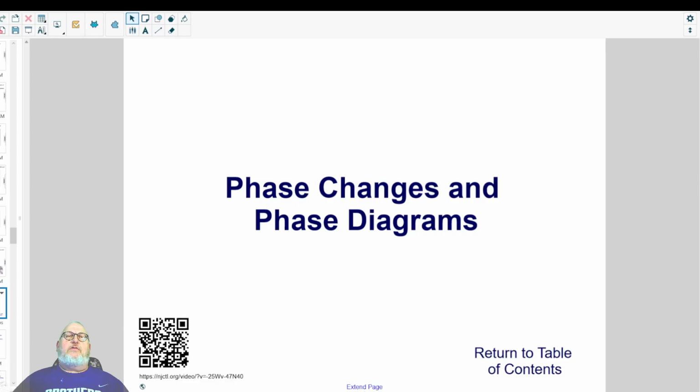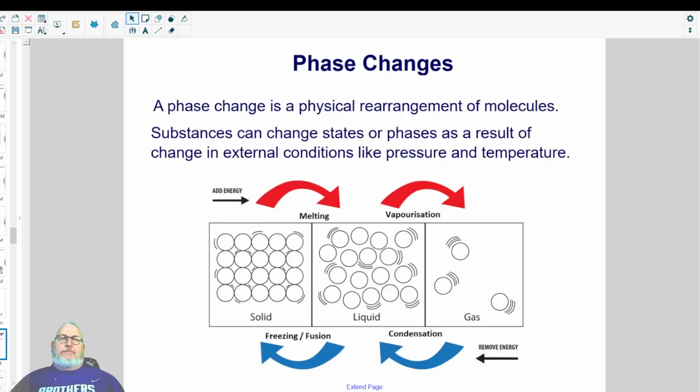Let's go more into Unit 6 and talk about phase changes and phase diagrams. I'm going to expect, and you will be able to understand what the phase change is and how we diagram it, right? You should be able to read these things by the time we're done. So, what's a phase change?